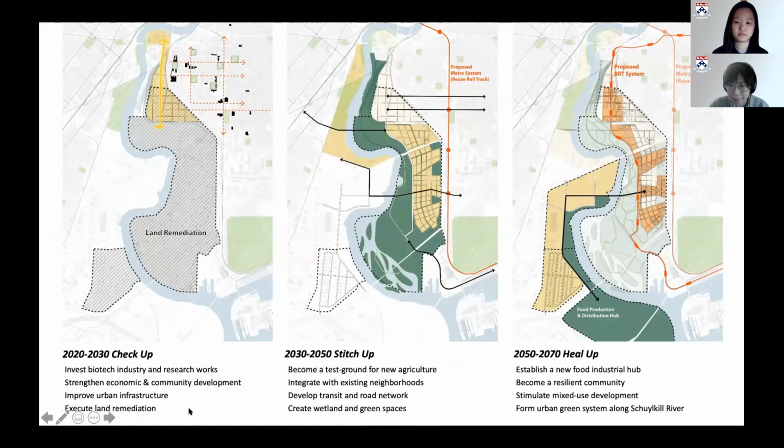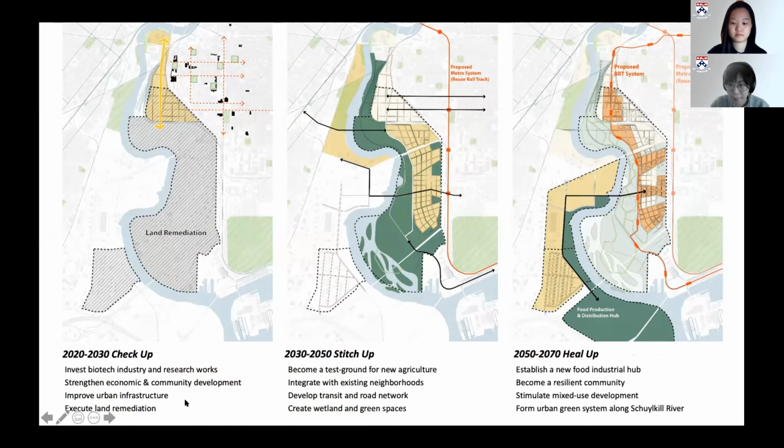We aim to set the project into 3 phases. In the first 10 years, it's all about preparing for future changes on site in advance. In the second phase, the site will become more accessible and start to integrate with existing neighborhoods. Wetland will also become a part of the city's ecological network.